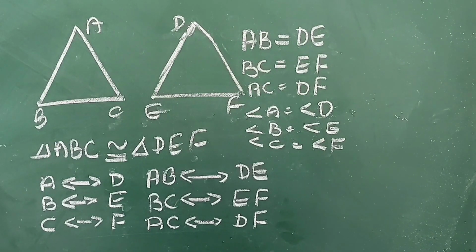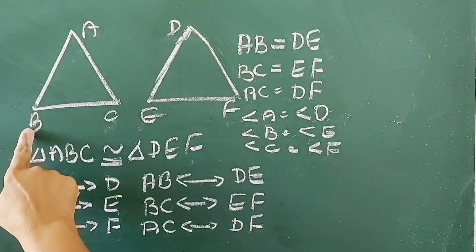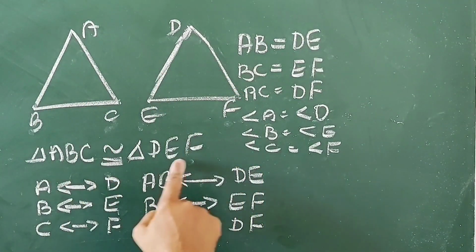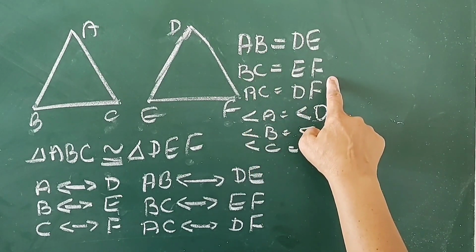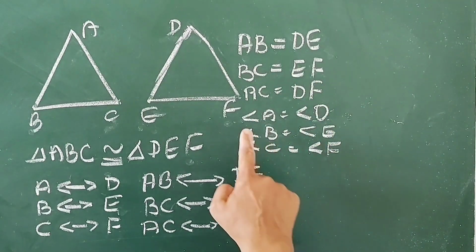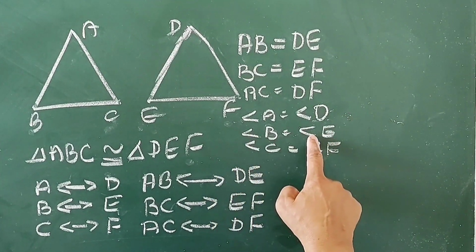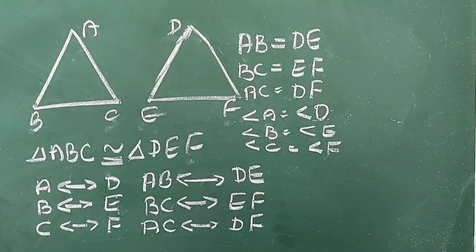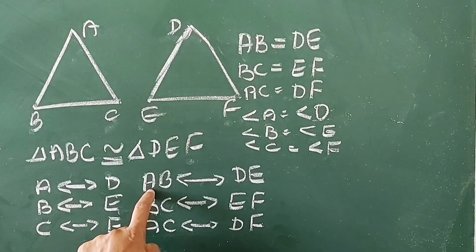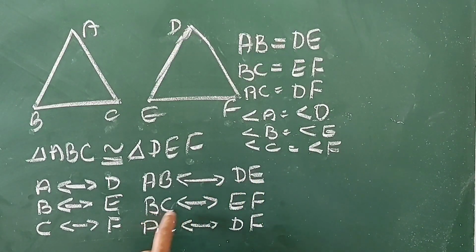If two triangles are congruent, for example, triangle ABC and triangle DEF, we have sides AB equal to DE, BC equal to EF, AC equal to DF, angle A equal to angle D, angle B equal to angle E, angle C equal to angle F. That is, we have 6 correspondences. A corresponds to D, B corresponds to E, C corresponds to F. AB corresponds to DE, BC corresponds to EF, AC corresponds to DF.